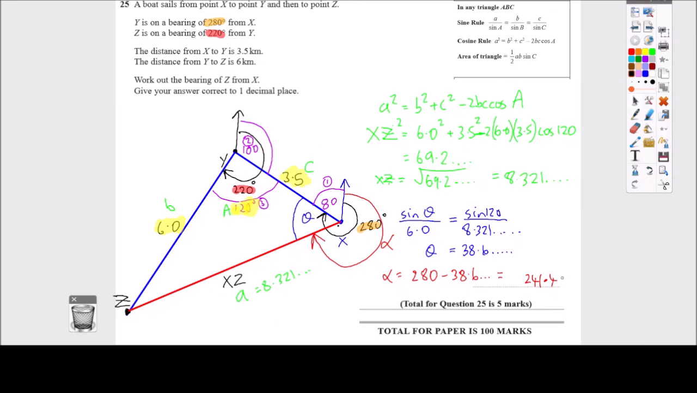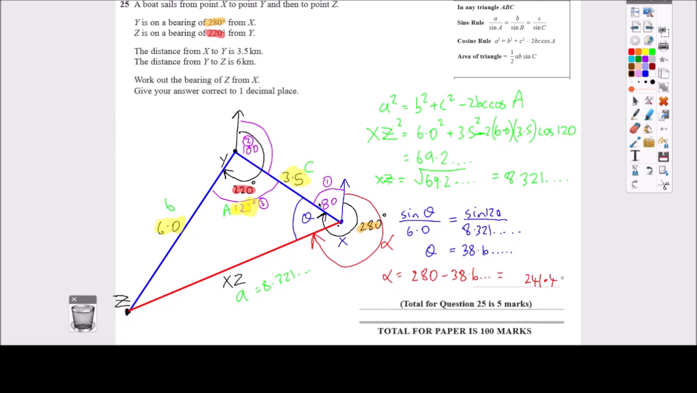Question 25. Now, this is another very difficult question, I think. It's all in getting the diagram right, so bear with me. So, Y is on a bearing of 280 degrees from X. So, go and draw X, draw a line going straight up, and then go around 280 degrees, okay, which is this bit in black, and draw a line going upwards. So, obviously, if that's 280 clockwise, it's actually creating this angle here of 80 degrees above it.